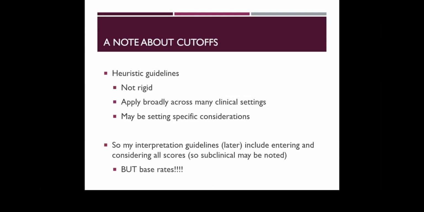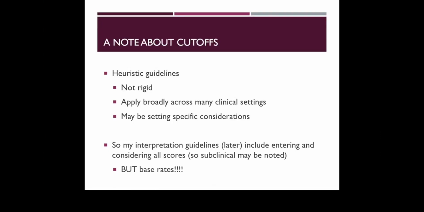Quick note about the cutoffs, though. The manual makes this clear in a couple places, and I'll probably emphasize it a little bit later. Although there are recommended cutoffs, and you're going to see in the slides I've presented and the handouts that you have, what I've done is a Cliff Notes of what the manual says in terms of the cutoffs for high or low scores. So when you look at that, that is the cutoff that's in the manual. But the manual points out these are not rigid. They are not completely defined. They're heuristic guidelines.